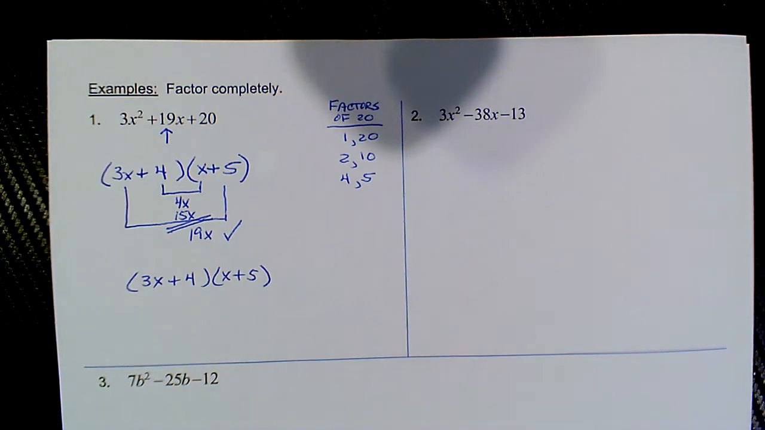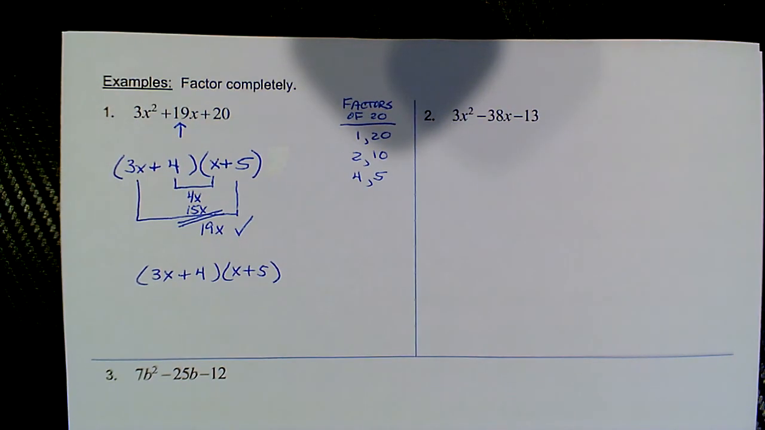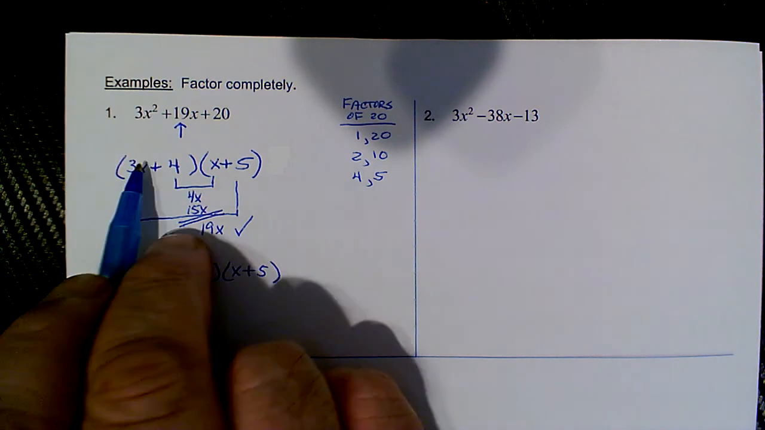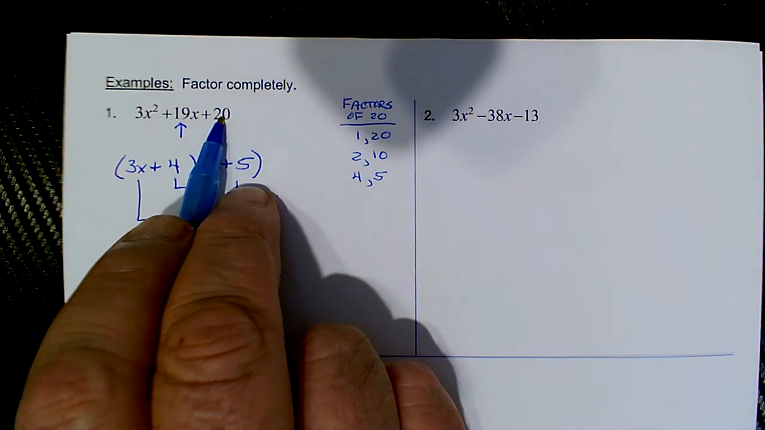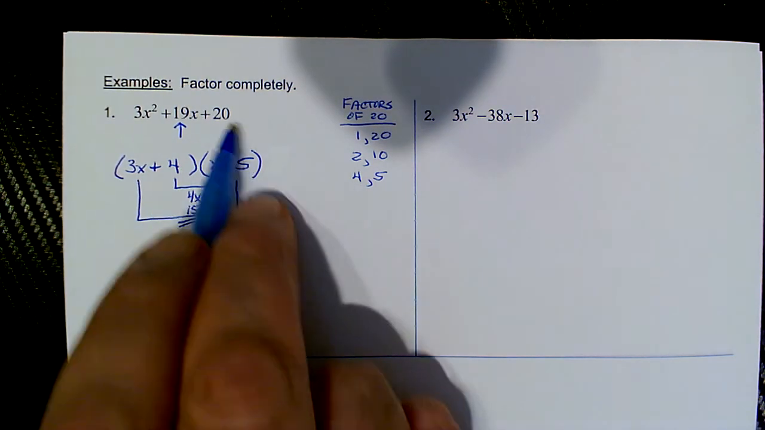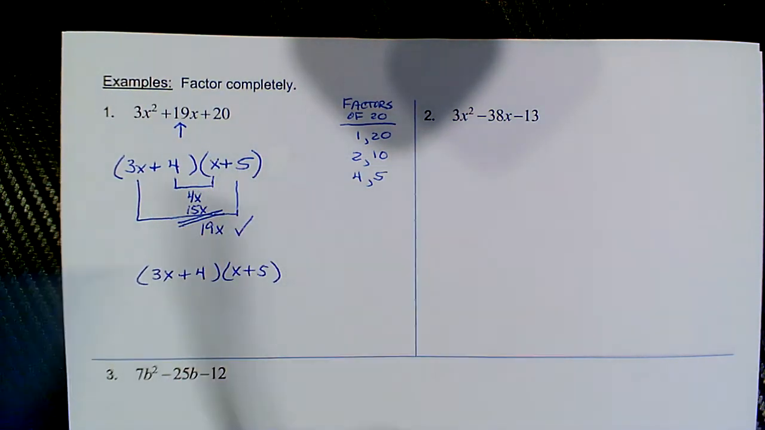See, we really don't have to check the first and the last because we forced those, right? Forced the product of the first to be 3x times x, which gave us x squared, and the product of the last to give 4 times 5, which is 20.